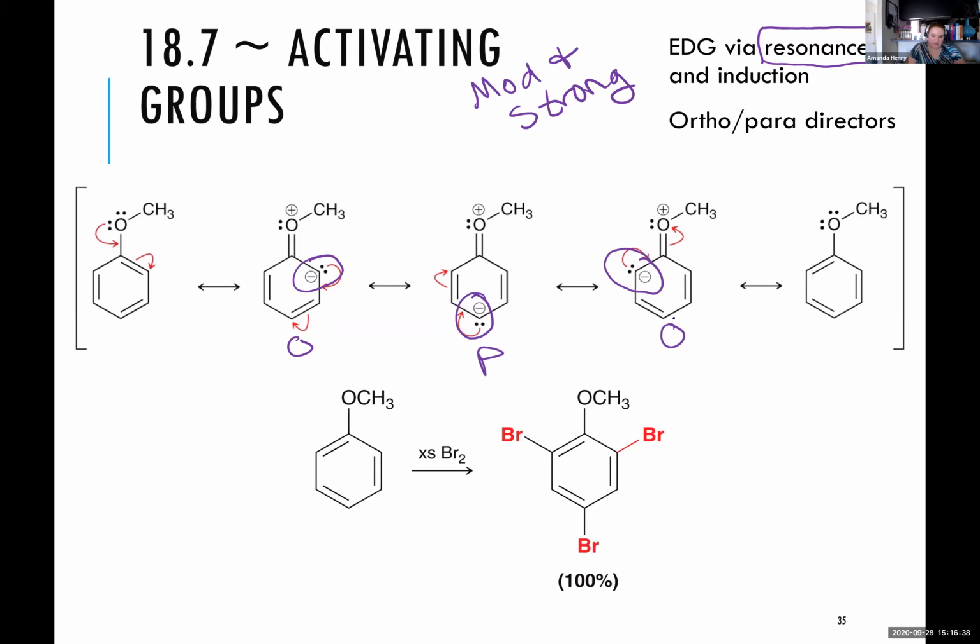The reaction on the bottom there is showing us that adding a bromine to this ring is so easy that there's no catalyst needed. And we end up with polysubstitution, so adding the same substituent more than once. It can be a little bit hard to control just because we've activated so many carbons on that ring.